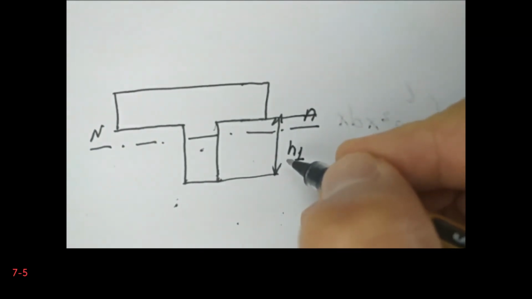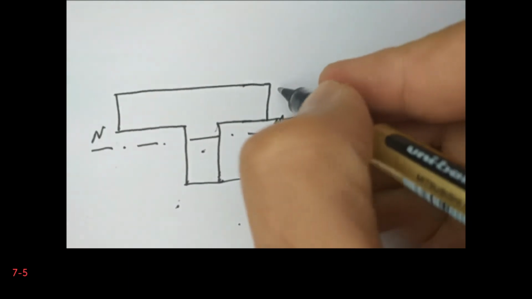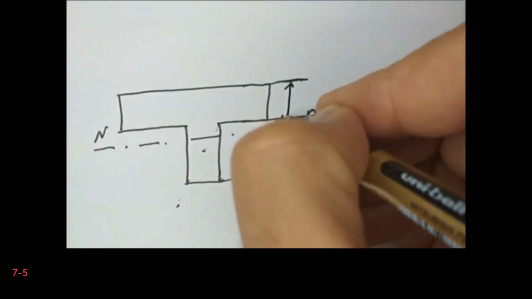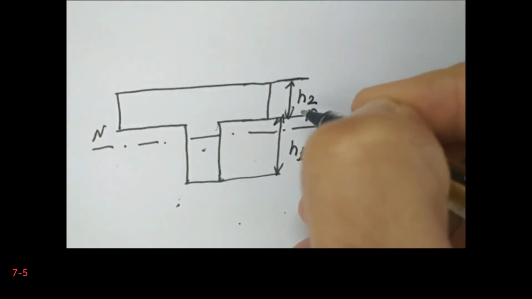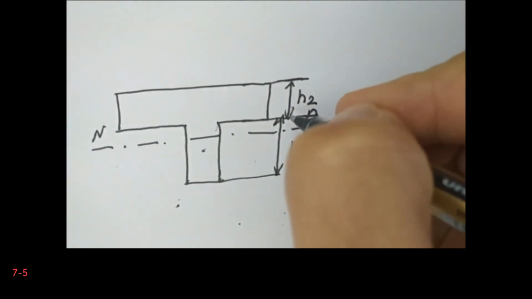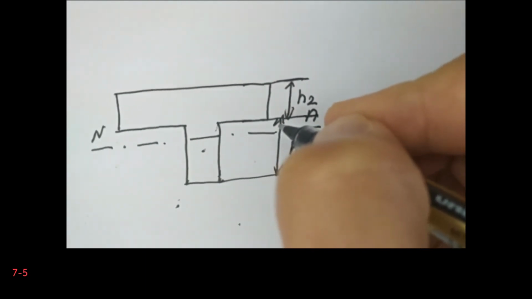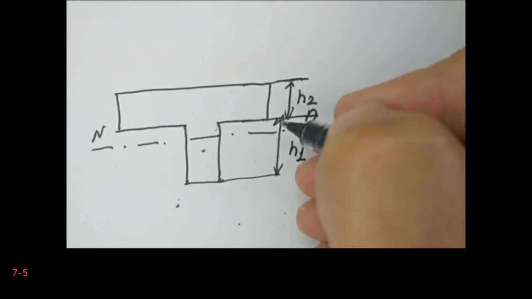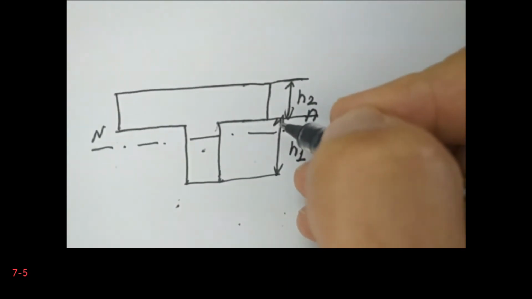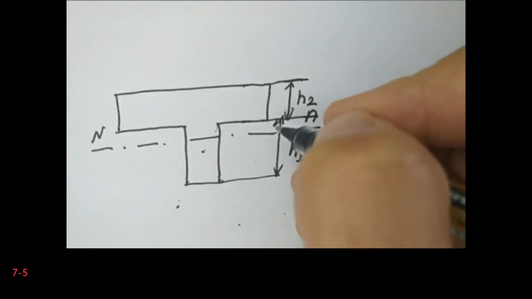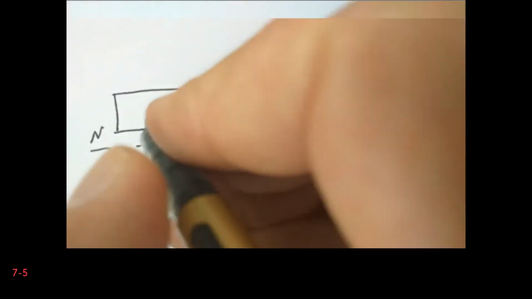and we have this distance. Let's say that this is h2, and certainly the next thing that we need to do is to define the width. So this total distance as b.